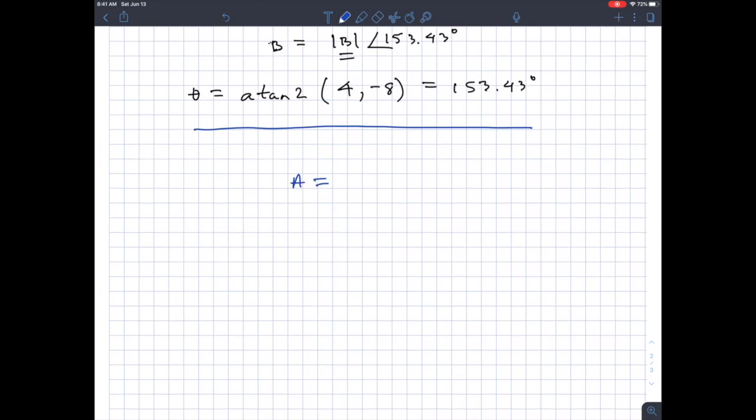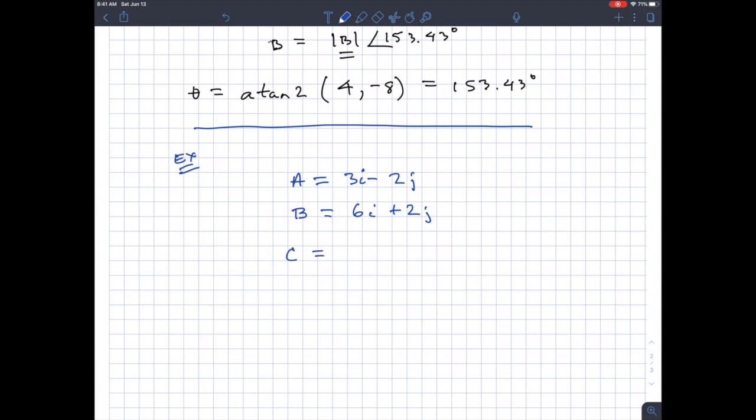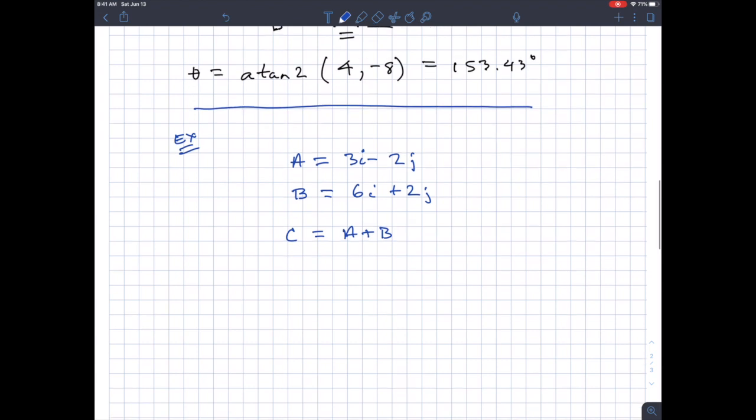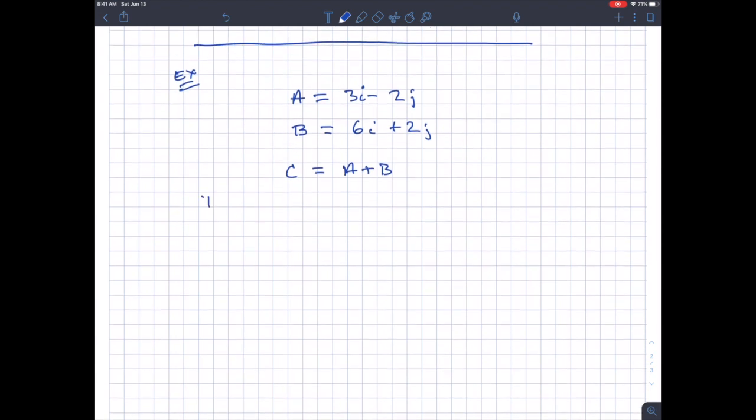Okay, so let's say A is equal to 3i minus 2j. And let's make a vector B be 6i plus 2j. So this is yet another example. All right. We can find a resultant vector C, which is the addition of A and B. Okay, so what I want to do at this point is draw it.